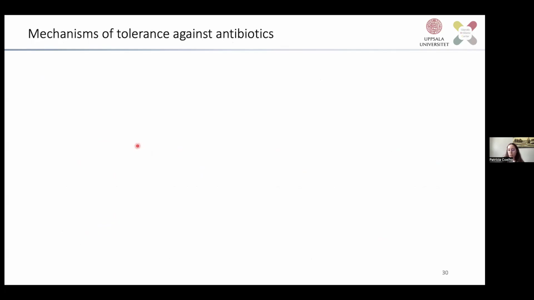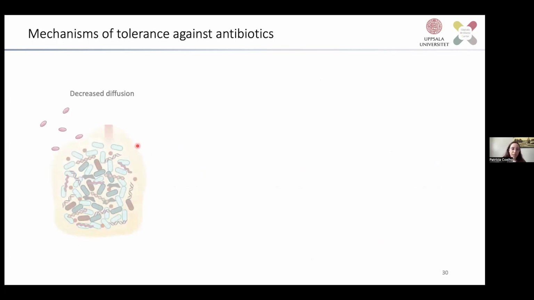So when we think about how biofilms are tolerant to antibiotic treatment, even when the strains are not exactly resistant to antibiotics, there are different theories that can explain this. So for instance, there's a decreased diffusion. So it is thought that the antibiotic cannot penetrate the matrix, or if it can penetrate the matrix, it will be at very low concentrations, and therefore the biofilm will not be affected by the antibiotics.